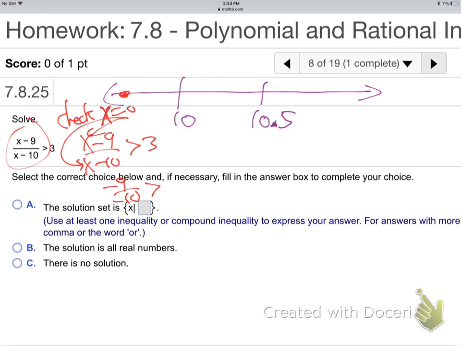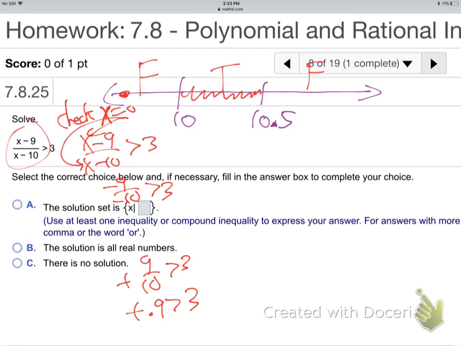0 minus 9 over 0 minus 10 greater than 3. That's positive 9/10. Divide that in your calculator. 0.9 is greater than 3. No, it's not. That's false. Good? So anything less than 10 is false. Everybody good there? And so the answer is just the true section in the middle.